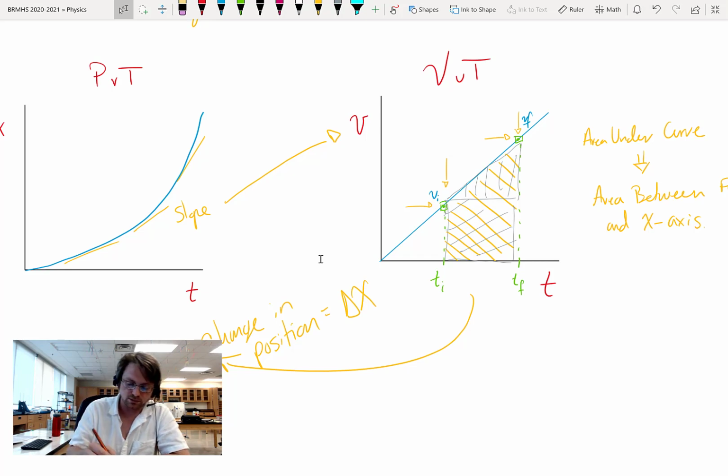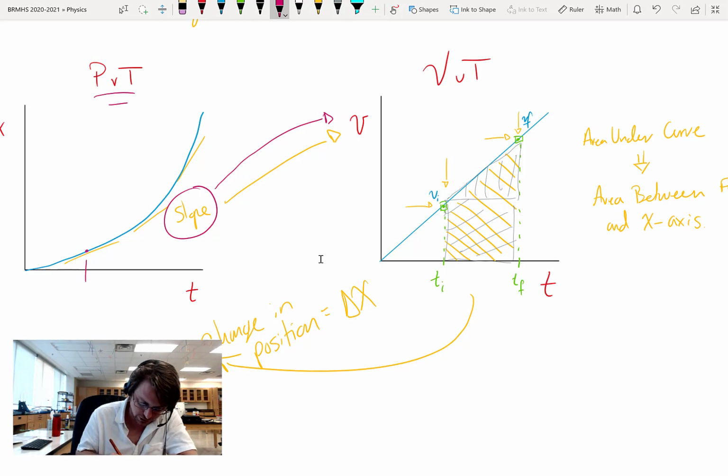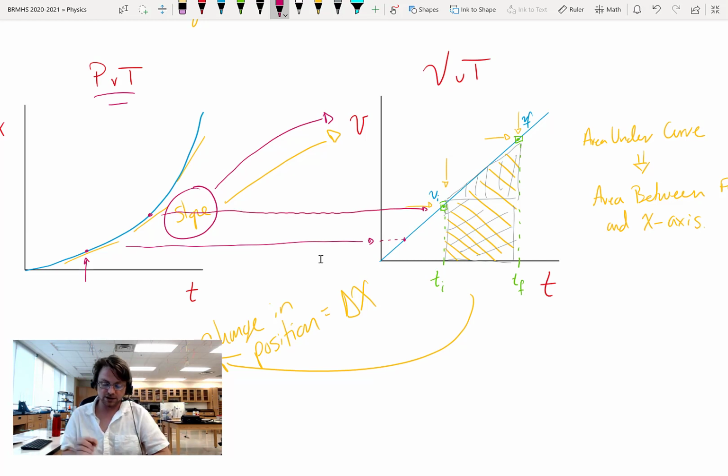So let's say that one more time, everything. The slope right here on a position versus time graph tells me the velocity of that object at some point in time. In this case, our slope is changing. So if I find the slope here, that's going to tell me the velocity that lines up over here on my velocity time graph. It's going to be a particular number represented on the y-axis. Slope on position time tells me the velocity on the velocity time graph.